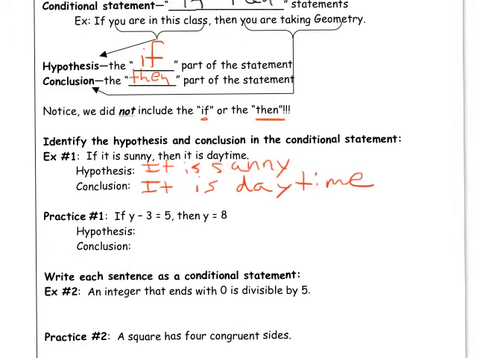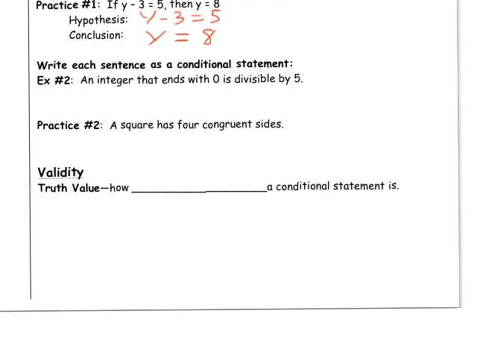I'm going to have you pause the video and see if you can do practice number 1 on your own. It says if y minus 3 equals 5, then y equals 8. Go ahead and pause and try it on your own. Okay, for your hypothesis, you should have had y minus 3 equals 5. And for your conclusion, you should have had y equals 8. Not too bad, right? Let's keep going.